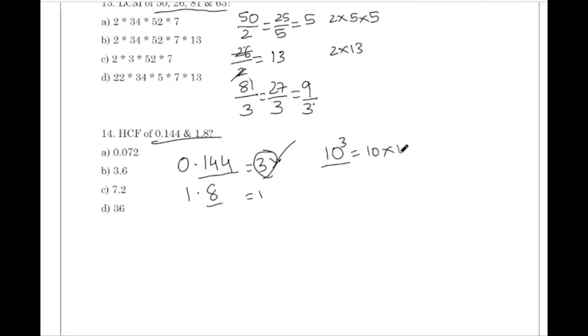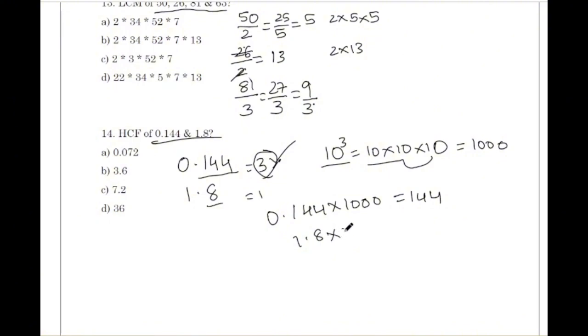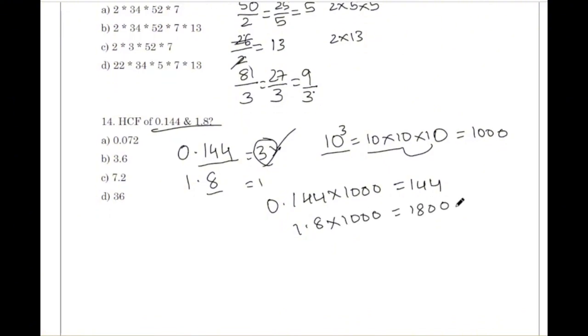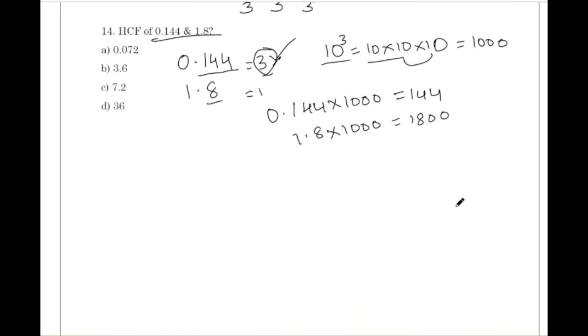So 10 into 10 into 10. That is 10 tens are 100, 100 tens are 1000. So it is 1000. Now multiply it with 1000. 0.144 into 1000, you'll get 144, and 1.8 into 1000, you'll get 1800. And from here starts our usual way of solving the problem of HCF.